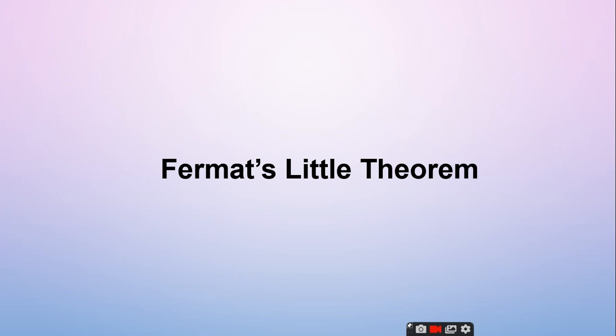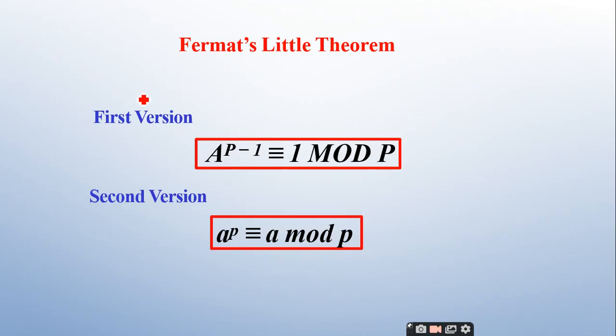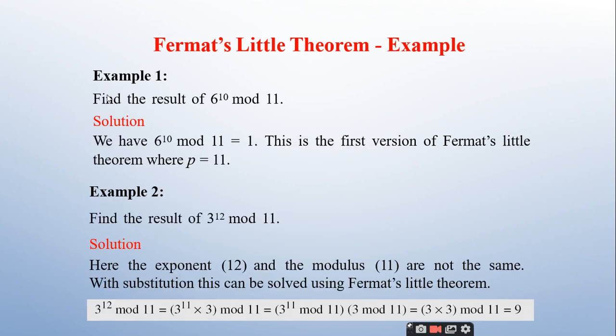Yes, sir. And the last algorithm we have is Fermat's little theorem, which is given by this formula: a power p minus 1 congruent 1 mod p, or the second version, a power p congruent a mod p. So can anybody tell me what is the use of this Fermat's little theorem? The main purpose of Fermat's little theorem is to find or to simplify exponentiation values. We will see with an example: find the result of 6 power 10 mod 11.